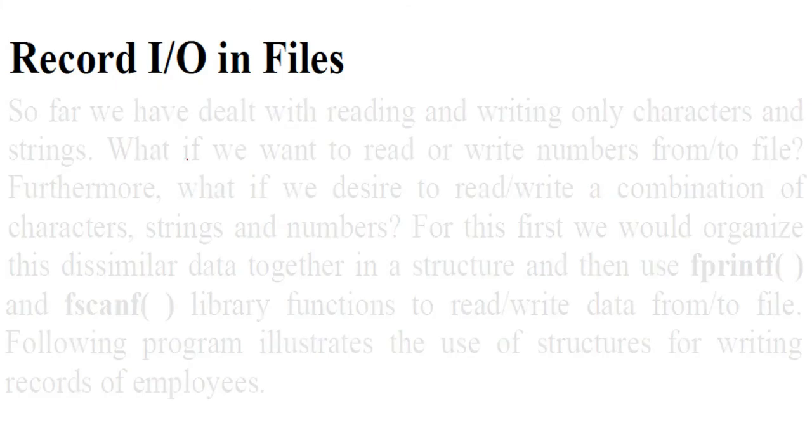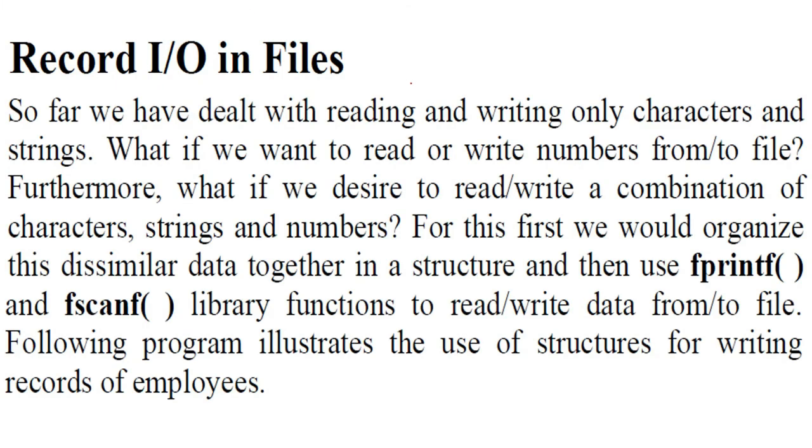Record input output in file. We can read one by one character, we can read one by one string from the file and write to some other file. Now if we want not only characters but strings and numbers, because we want to deal with dissimilar data together in a structure, for that we use the fprintf and fscanf library functions in order to read and write data from or to a file. So we will write a program and we use structures for writing records of employees.